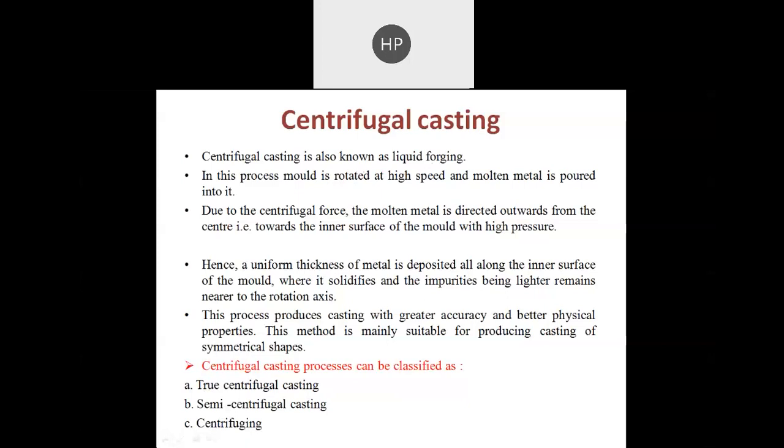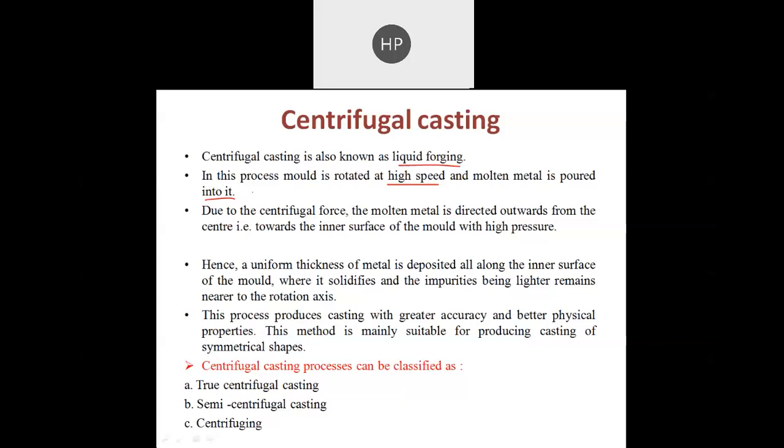It is also known as a liquid forging process. In this process, the mold is rotated at high speed and molten metal is poured into it. We will see this in the diagram. So in that one actually we have one mold. Generally it will be a hollow cylinder.